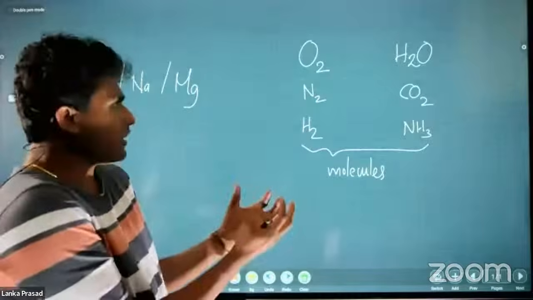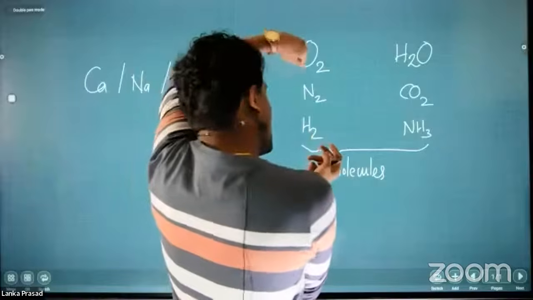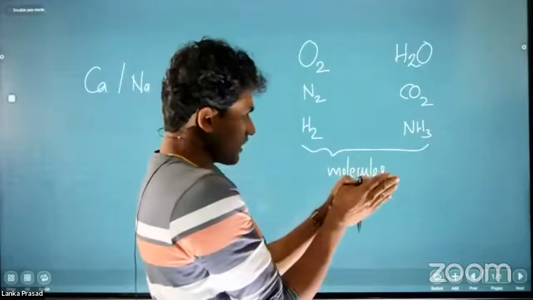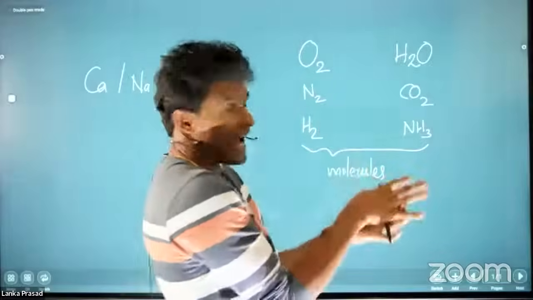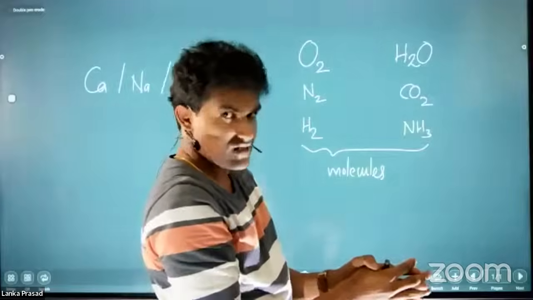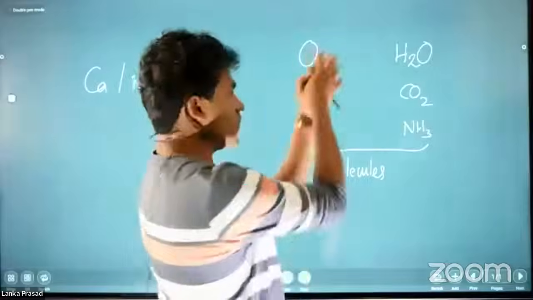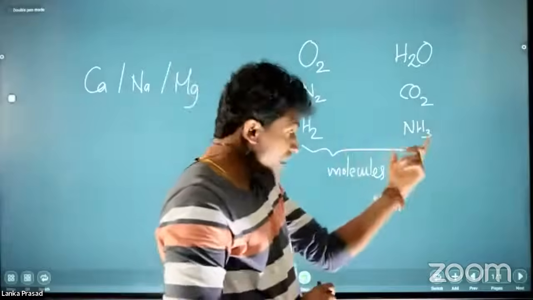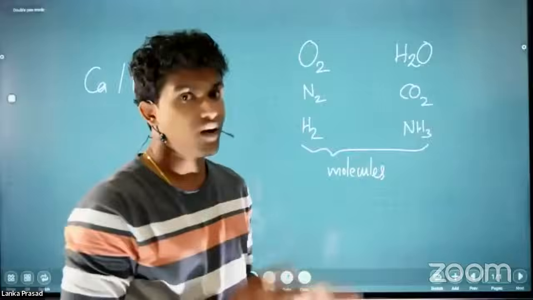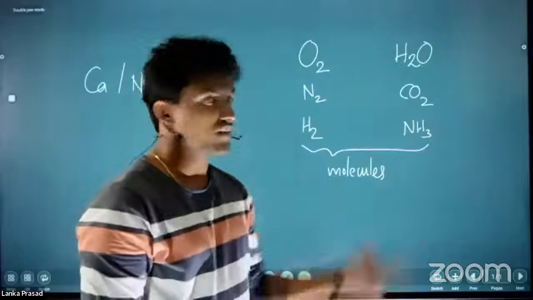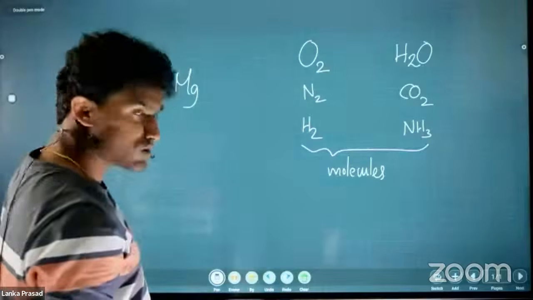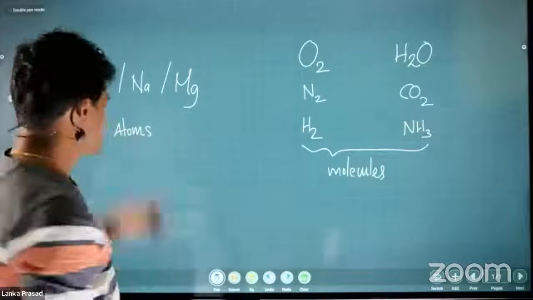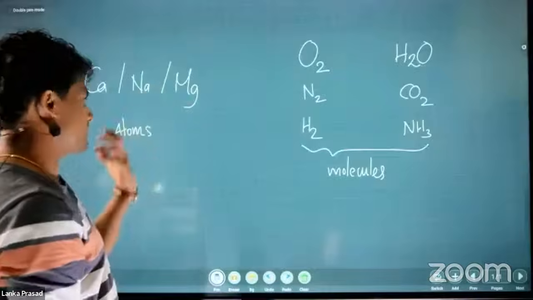Talking about molecules, some molecules have the same type of atoms, and some molecules have different types of atoms. If it has the same type of atoms, we call them homoatomic molecules. If it has different types of atoms, we call them heteroatomic molecules. Now you know there are two types of them, homoatomic and heteroatomic. You can't say those are molecules; those are just atoms. Calcium is an element, sodium is an element, magnesium is an element, just an atom there.